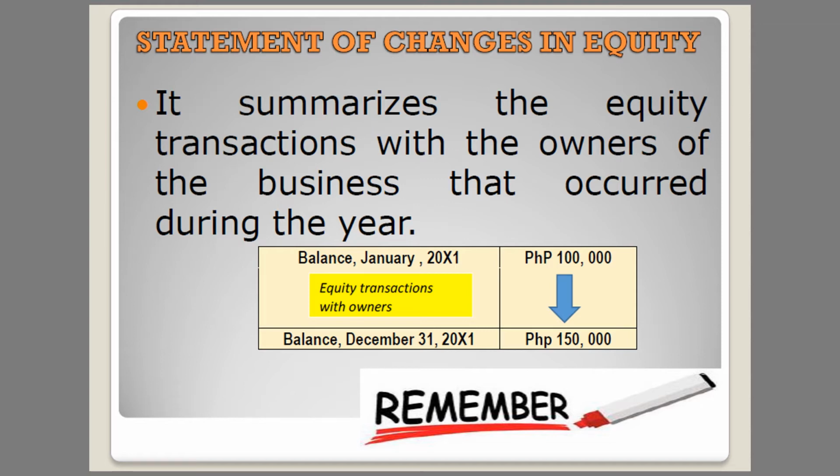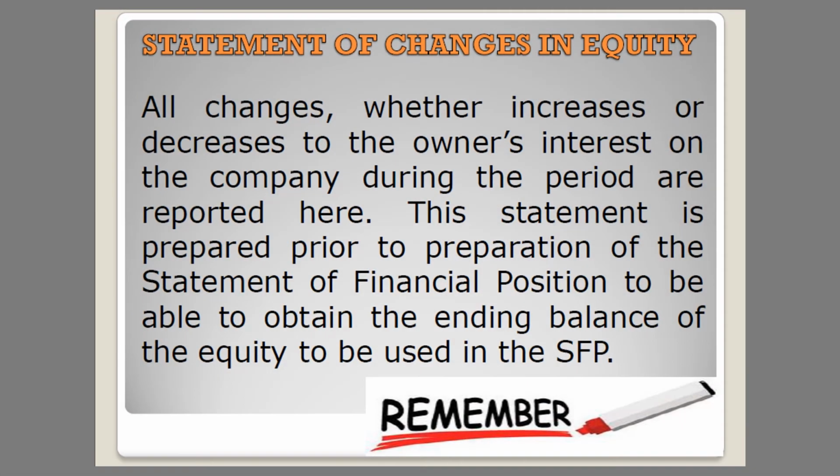Let us analyze the diagram. From January 1, 20X1, we have 100,000 pesos. Then after the equity transactions of the owners, we have the ending balance for December 31, 20X1 of 150,000 pesos. So it means there is 50,000 that was added due to the transactions in equity. In SCE, all changes, whether increase or decrease, in the owner's interest are reported.